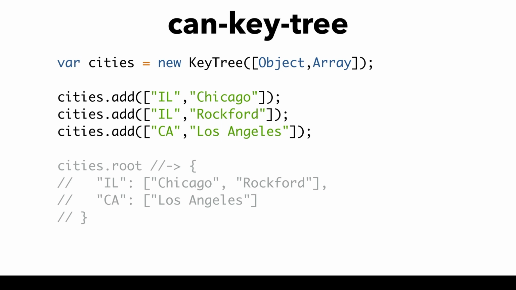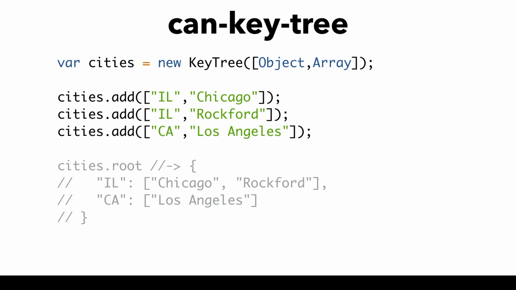In the example above, it shows creating a key tree and adding values to it. Notice that we create the key tree with an array of constructor functions. This specifies how to create the nodes in the tree. By object array, we want the root of the tree to be an object and the next nodes to be arrays. When we add values to the tree, we specify the path and values.